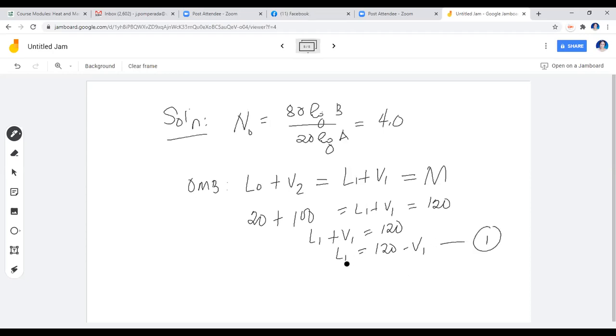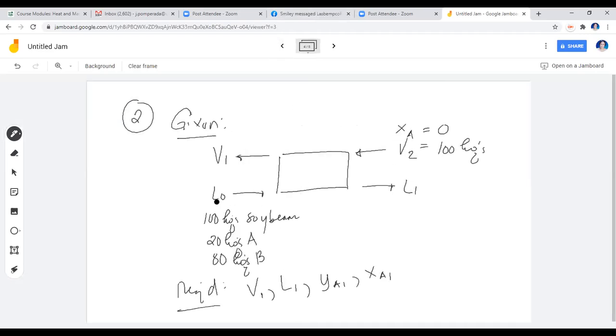Remember, we need these two. Now, how do we determine L1? You have to look for a connection between L0 and L1. And what is that connection? What is the connection between L0 and L1?